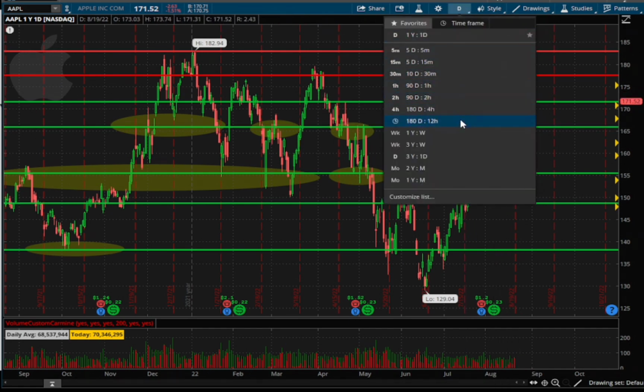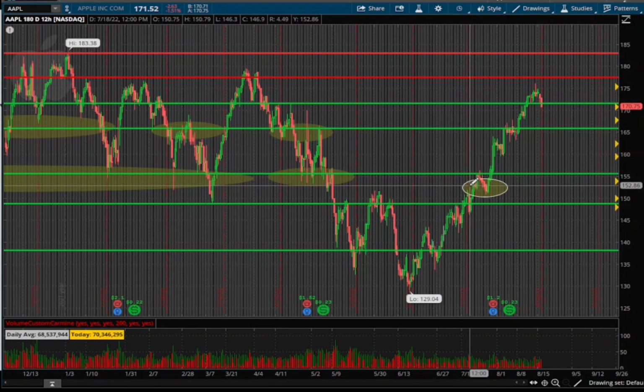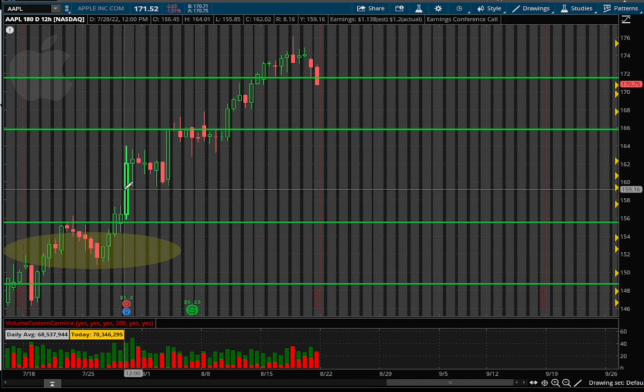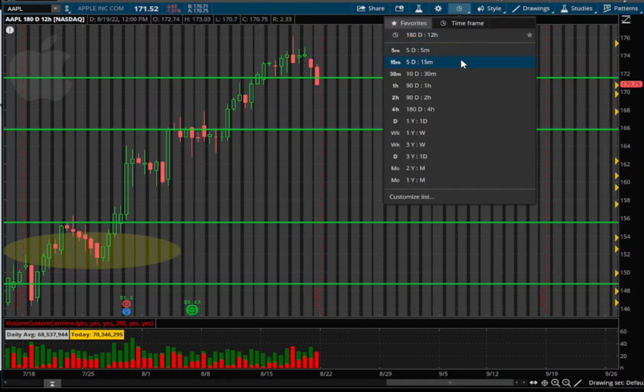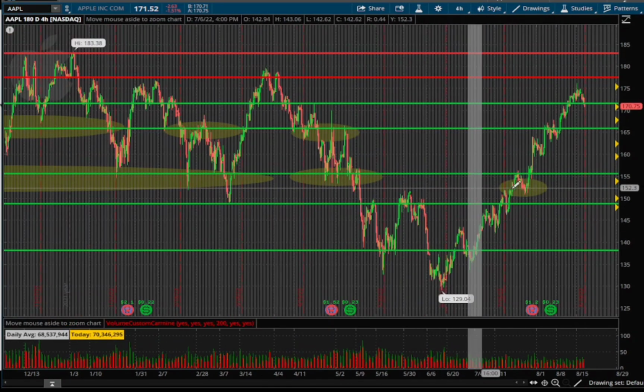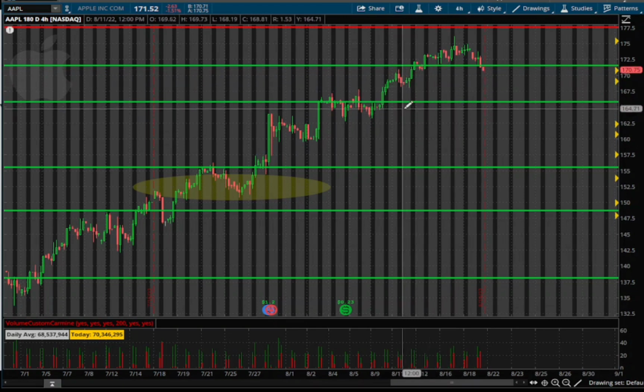And then I also use the 12-hour chart, where each candlestick equals 12 hours. So it breaks that day down into 12 hours each. And I use the 4-hour chart. It shows more information than the 12. But it also shows strength. It shows a lot of strength.